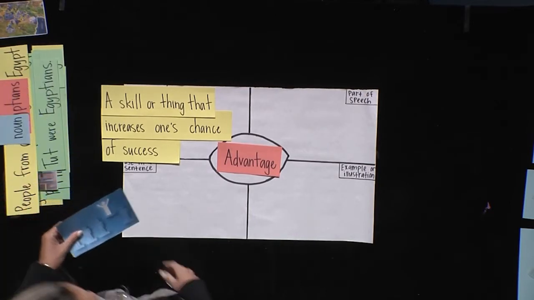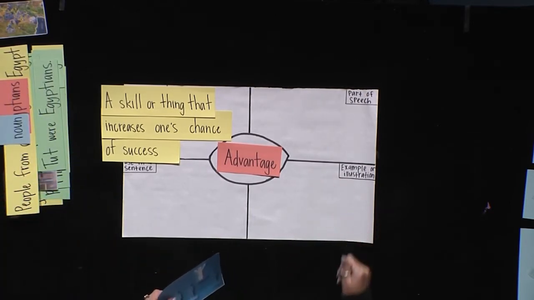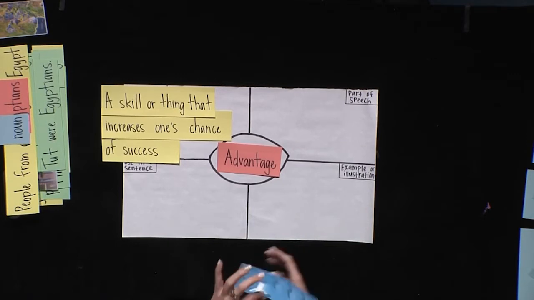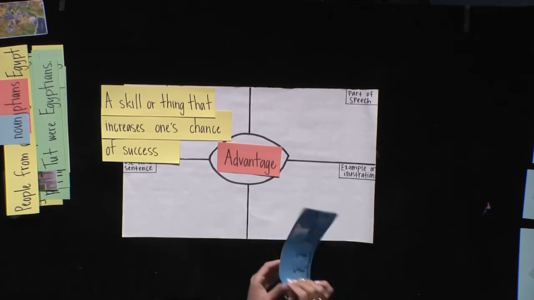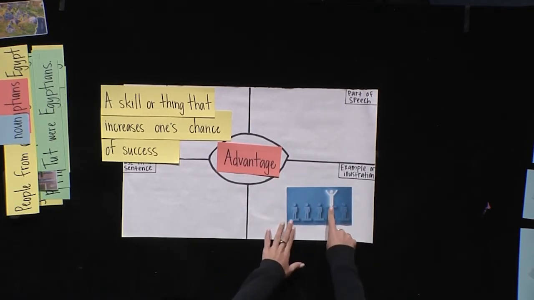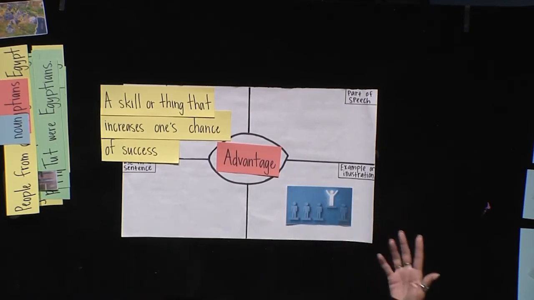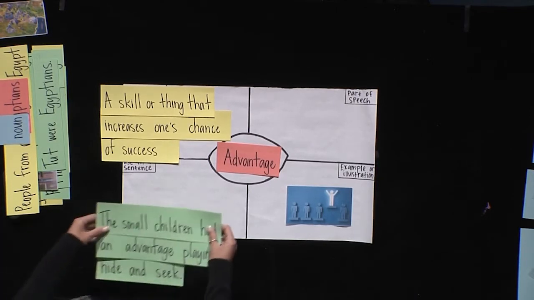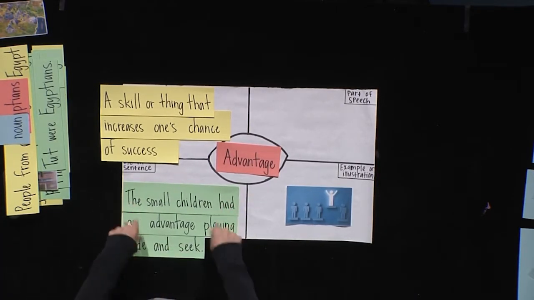I lost it. That is going to be an adverb, but I can't find my word right now. This is my picture of an advantage. Oh, right here. See how he's kind of above everybody else? He increased his chance of being successful, right? He's above everyone. So my sentence is that the small children had an advantage playing hide and seek.